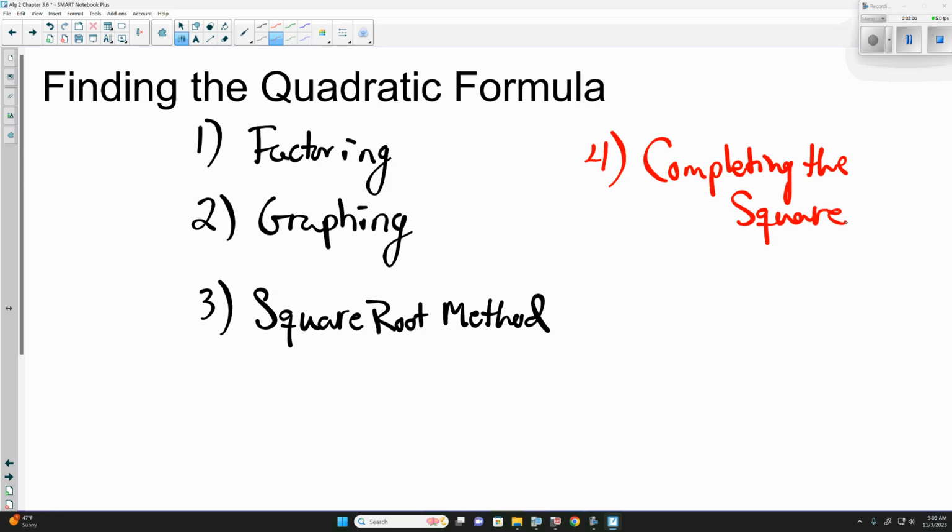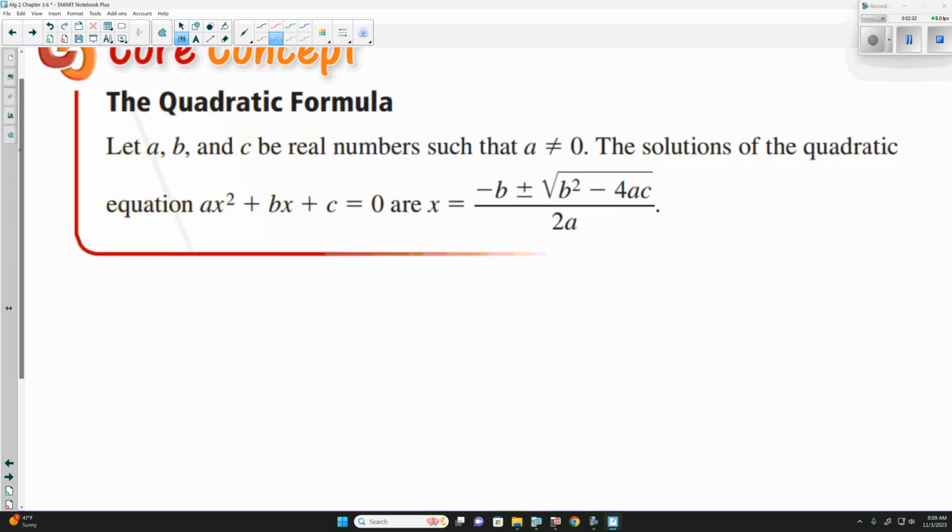Completing the square works every single time, no matter what the quadratic is. It could have real solutions, it could have imaginary solutions, it could have rational or irrational solutions, and completing the square will always work. There is one other method that works every single time, and that is the quadratic formula. And that's what we're going to be doing today. Now, we're not going to go about finding the quadratic formula. I'm going to go on and tell you what the quadratic formula is.